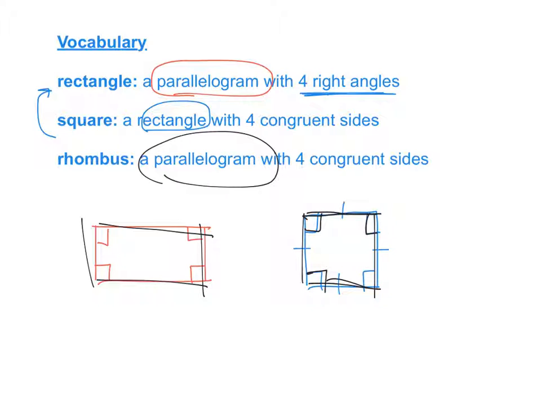Now, does a rhombus need to have 4 right angles? No. So if I had something like this, where I had 2 sets of parallel lines, right, and all 4 sides are congruent, but it has no right angles, is that still a rhombus? Yes. Okay, so as long as it's a parallelogram that has 4 congruent sides, it doesn't matter what the angles are, it is a rhombus. Go ahead and write it down and draw your examples and non-examples.